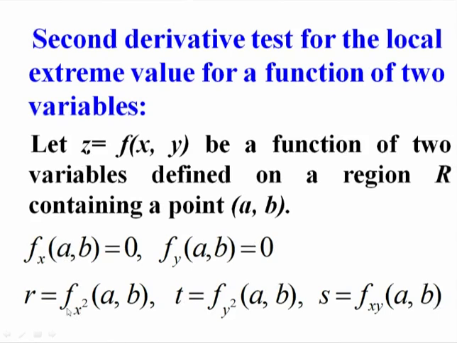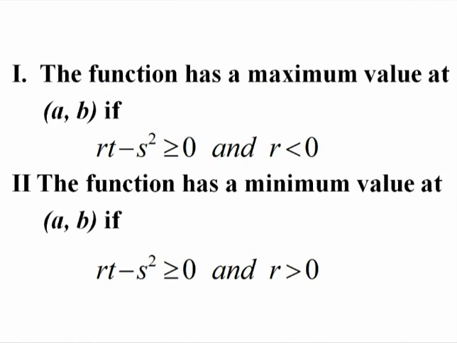Now, depending on the conditions on R, S, T, we can determine whether this point gives a maximum value, a minimum value or any other point. So let us check the conditions. The function has a maximum value at the point a, b if R T minus S square is greater than or equal to 0 and R is less than 0.